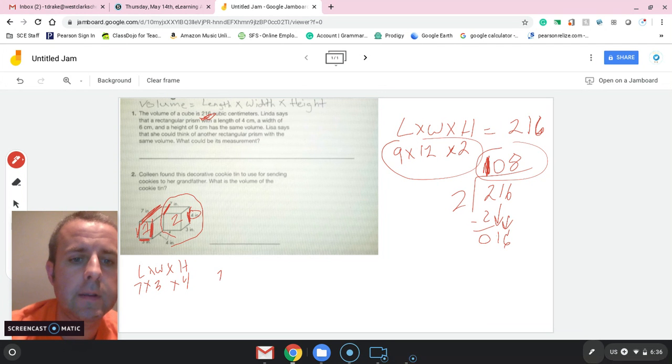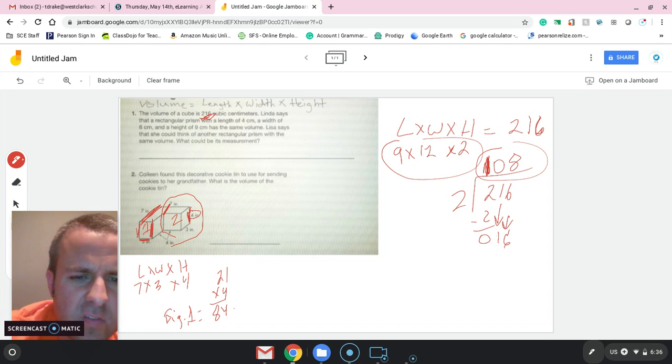So 7 times 3 is 21. 21 times 4 is 84. So figure 1 is 84 inches cubed. That's an inch. Inches cubed. So now we have to do figure 2. Again, it's length times width times height.